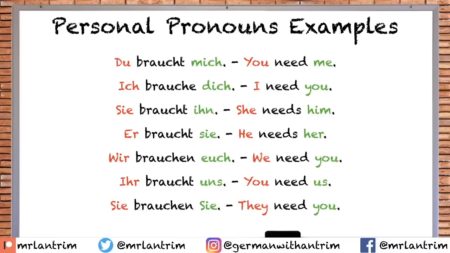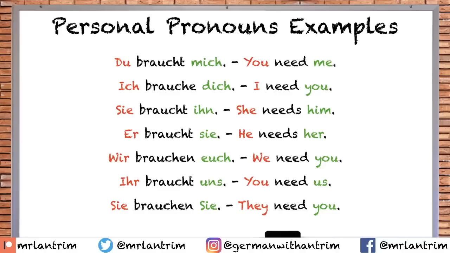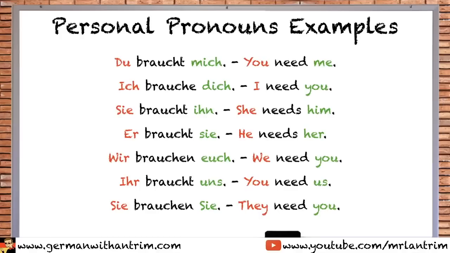Wir brauchen euch. We need you. Plural form this time, the ihr form in the accusative form. We change from ihr to euch. We need you. Wir brauchen euch. And then the opposite direction, basically the same pronouns but swapped. Ihr braucht uns. You need us. You all need us. And then the last one, sie brauchen Sie. They need you. You can switch this around and it's still going to mean the same thing, but it could be you need them if you lowercase the second sie.